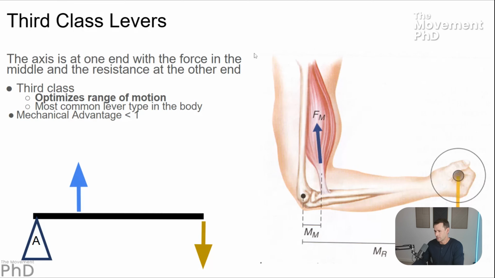What are some other examples of third class levers? Let's think about some at the hip and the knee.